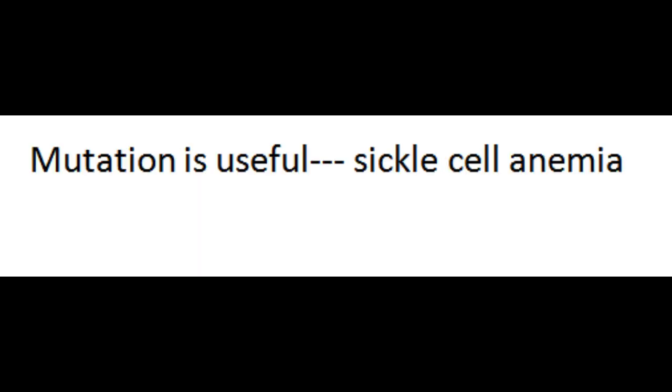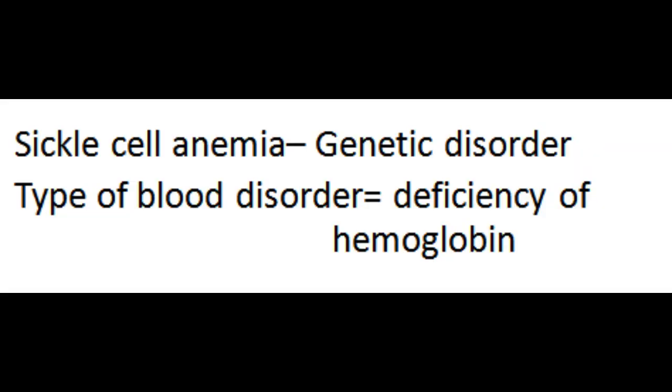Now let's talk about a condition when mutation can be considered as useful. We will talk about sickle cell anemia. It is a genetic disorder in which there is a deficiency of hemoglobin in blood. It takes place due to mutation in the gene that forms hemoglobin protein.